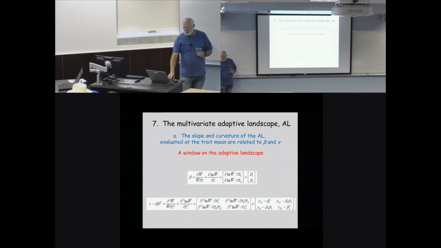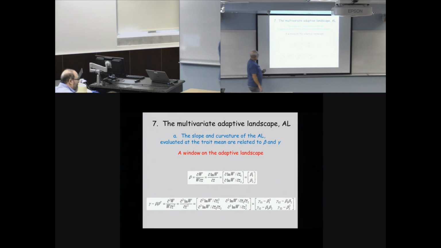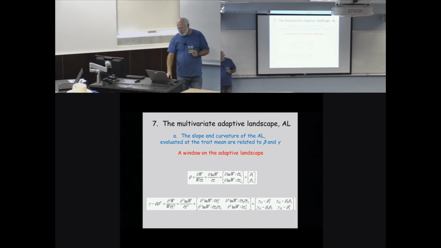Multivariate adaptive landscape. In the interest of having a few questions at the end: as before, we get a window on the adaptive landscape. We get a perspective from beta on the first derivative of the adaptive landscape in the vicinity of the multivariate mean, and we get a perspective from gamma minus beta beta transpose on the curvature of the adaptive landscape at that one point. This is in general, without making any Gaussian assumptions. So we can know a little about adaptive landscapes in as many dimensions as we want.